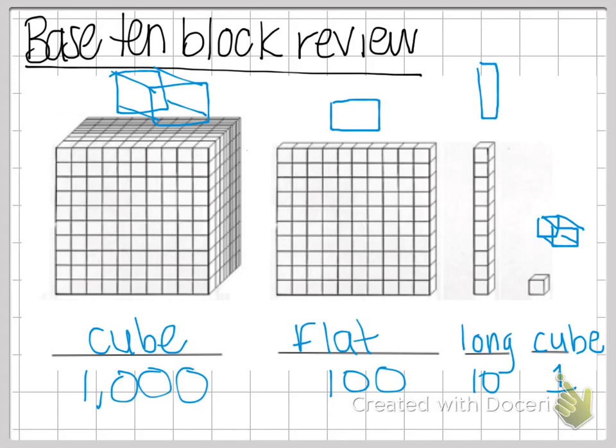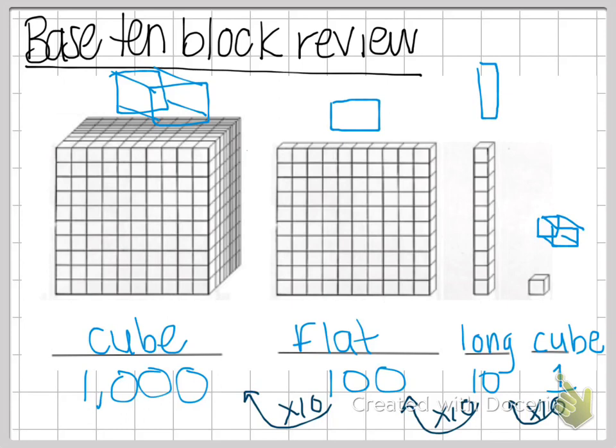There's a couple different patterns that I'm noticing. I'm noticing that it goes cube, long, flat, cube, long, flat. So if we were to continue through the place values, each one would repeat itself in that order. I'm also noticing that every time I'm going to the next greatest place value, or next greatest base 10 block, it's increasing by 10 times. So I need 10 ones to make a long, and I need 10 longs to make a flat, and I need 10 flats to make another cube.